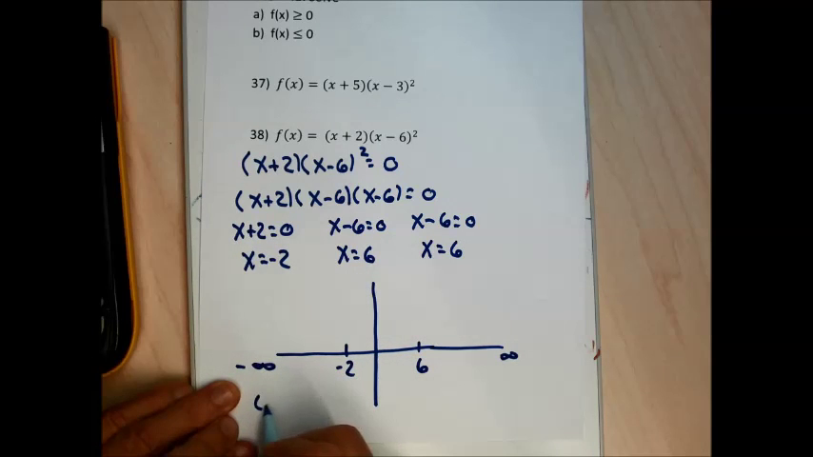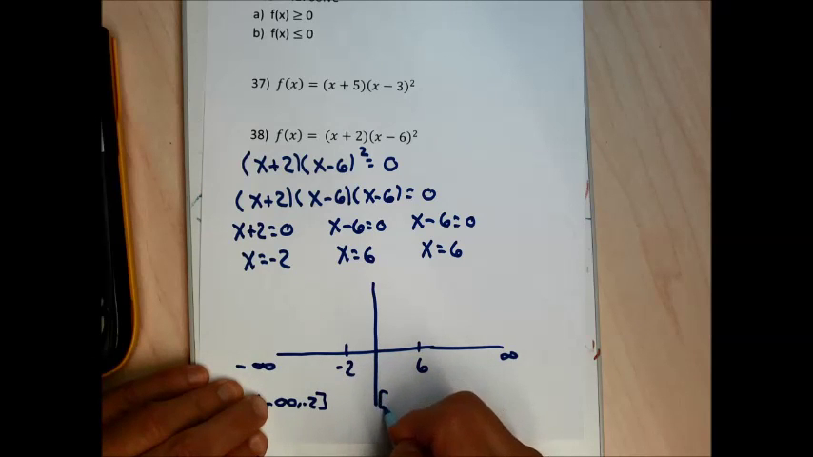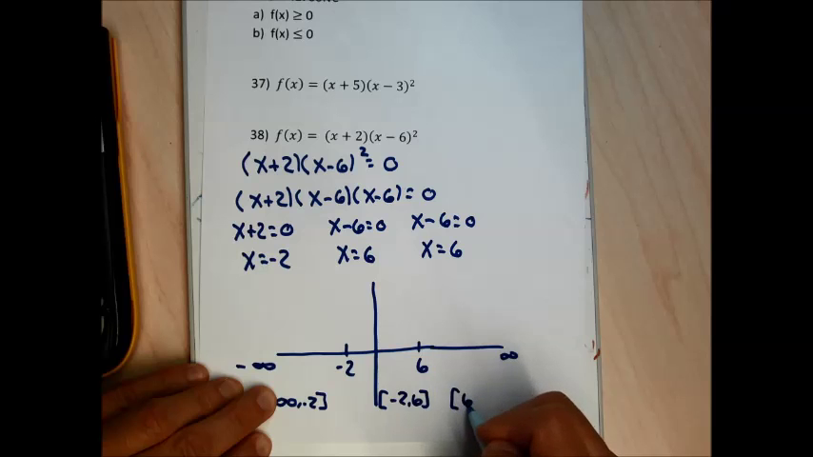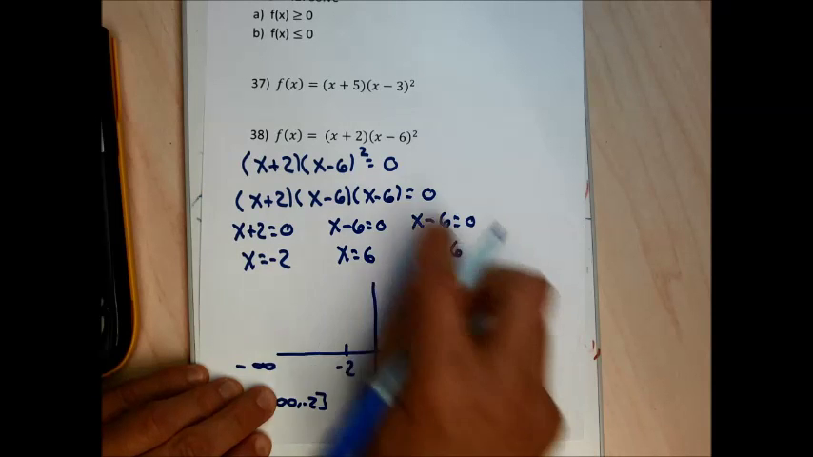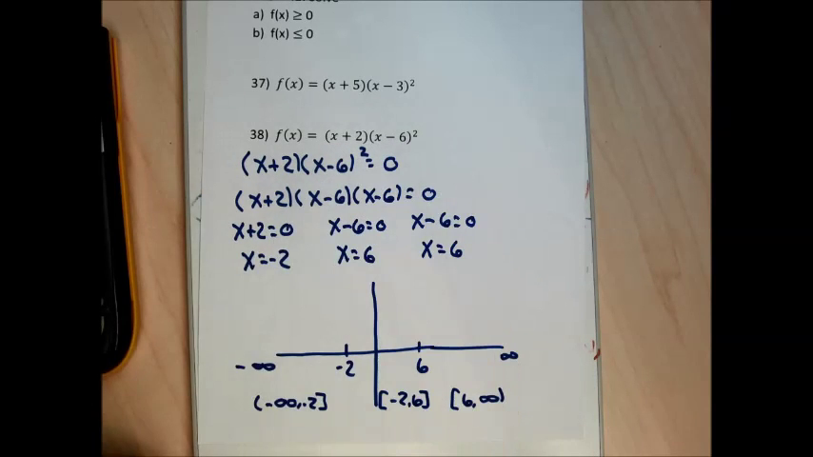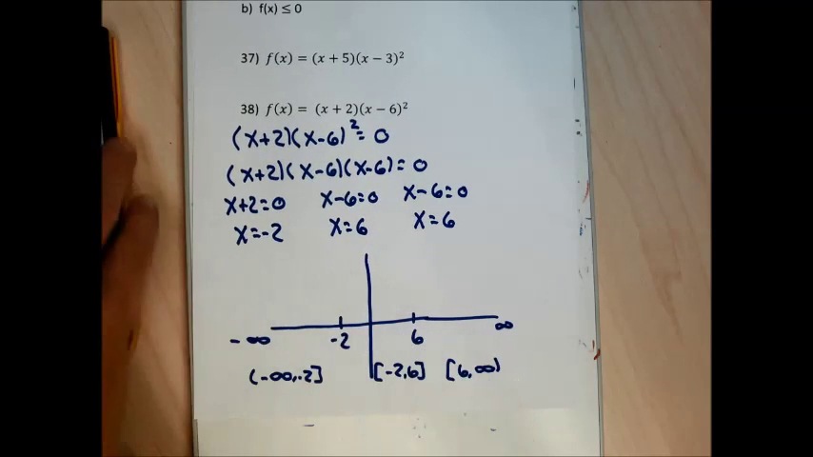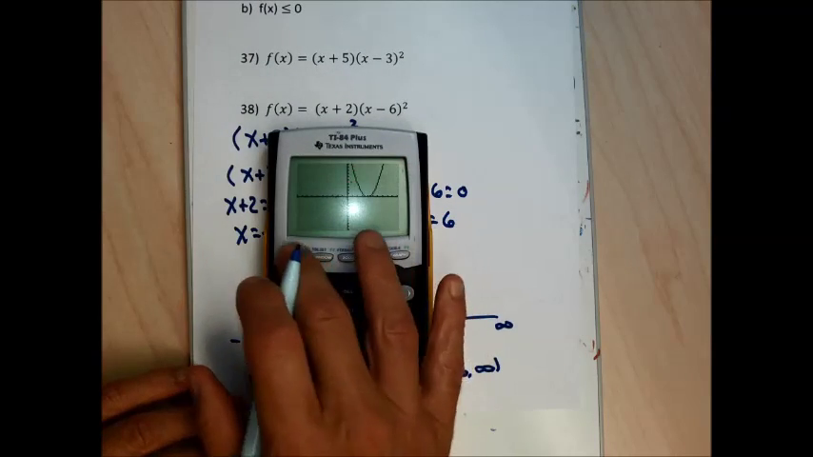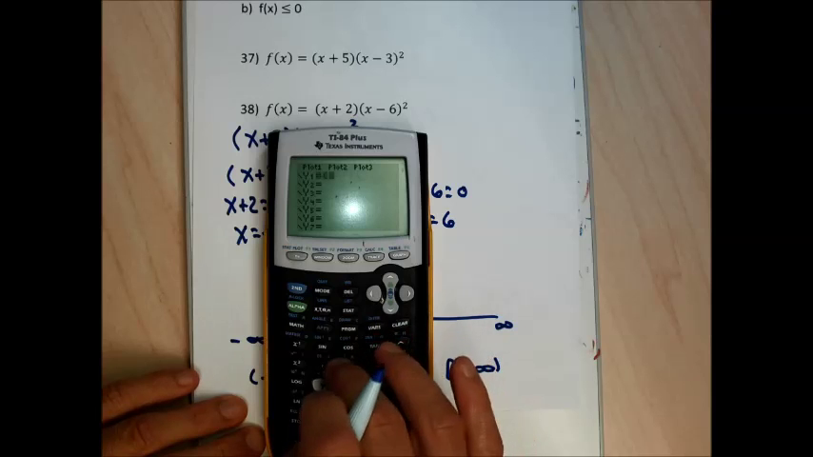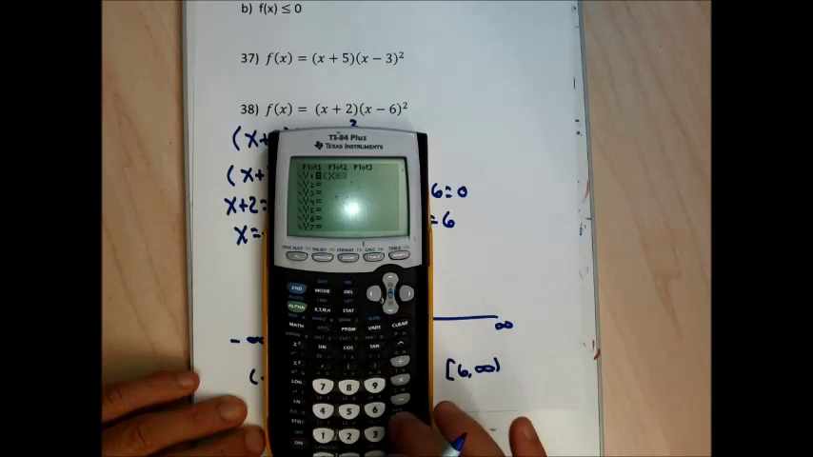So on my x-axis, I'm going to need negative 2, positive 6, along with the infinities. I'm going to create intervals, negative infinity to negative 2, negative 2 to 6, and 6 to infinity. I'm going to graph this function. I might have to play with the window to see the tops and the bottoms of the turning points. If it doesn't bother you that you can't see the tops and the bottoms of the turning point, then you don't have to play with the window.